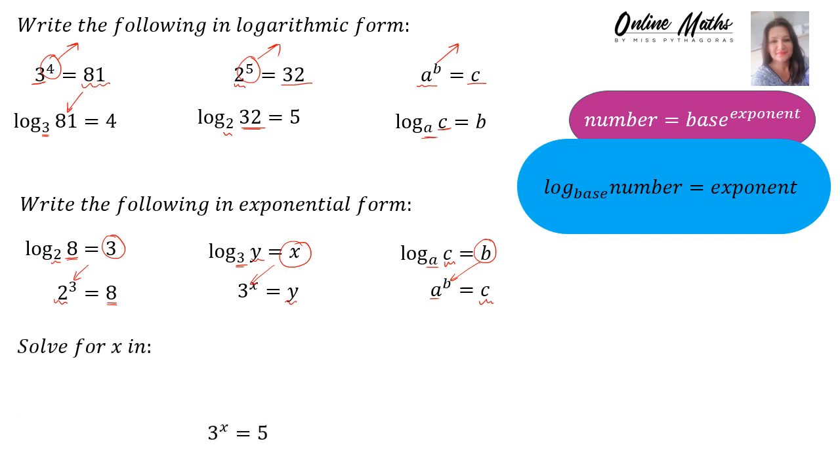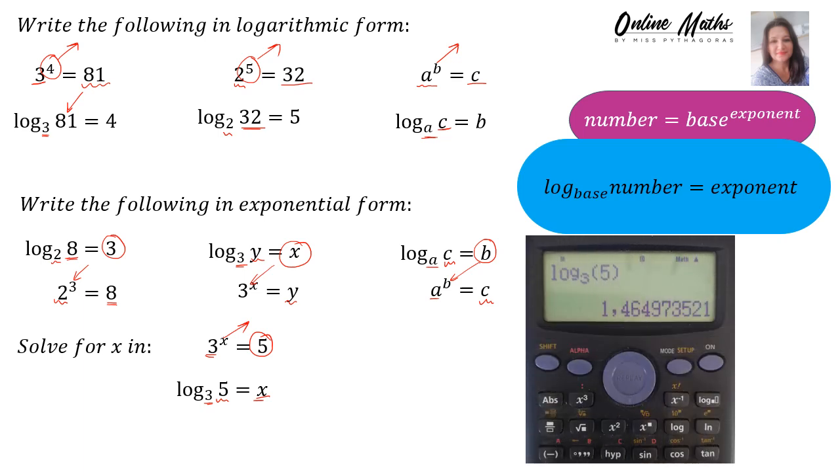Solve for x in 3 to the x is equal to 5. So it's very clear that you can't solve that one. So what we do is we're going to write it in log form. So we write log. The base of the exponent becomes the base of the log. The number on its own will go and stand with the log, and the exponent becomes the subject of the formula.